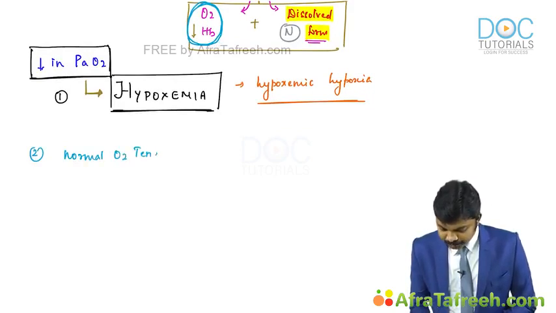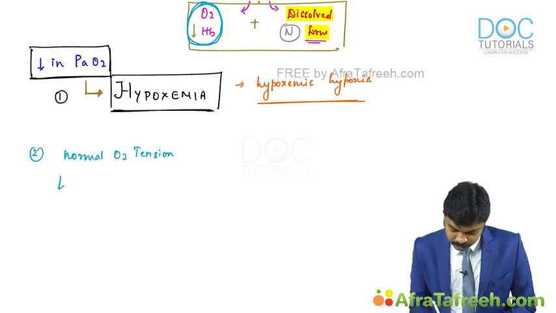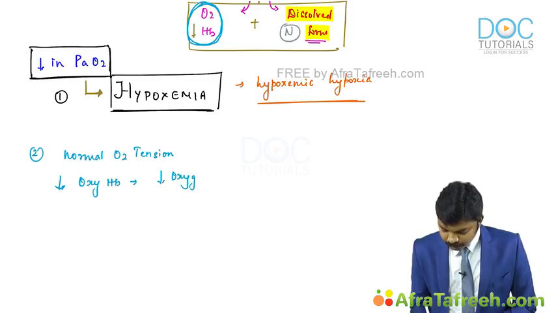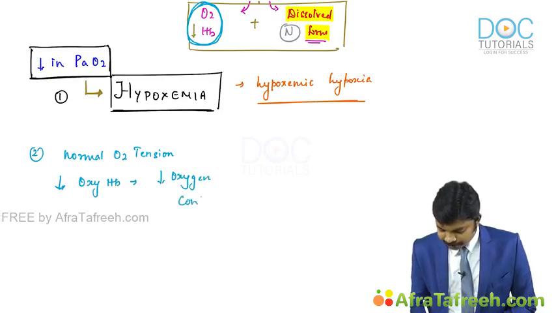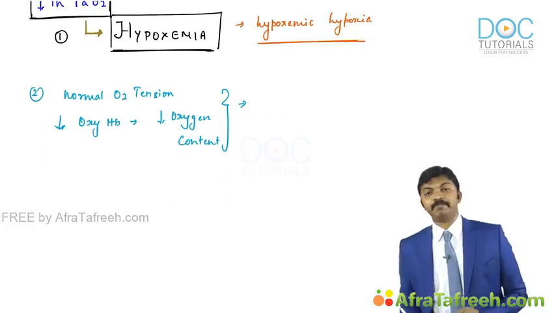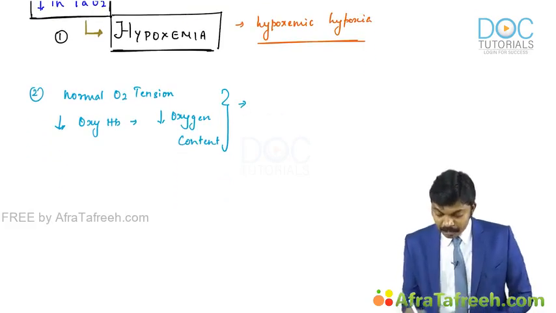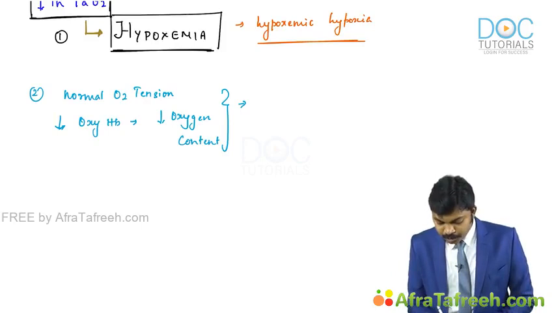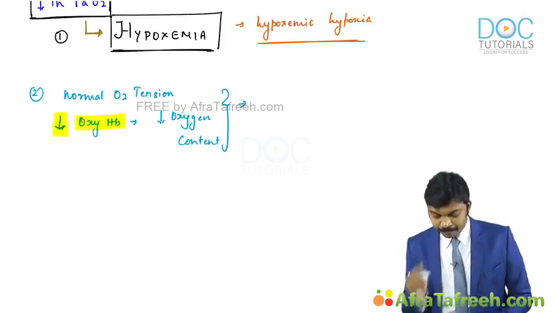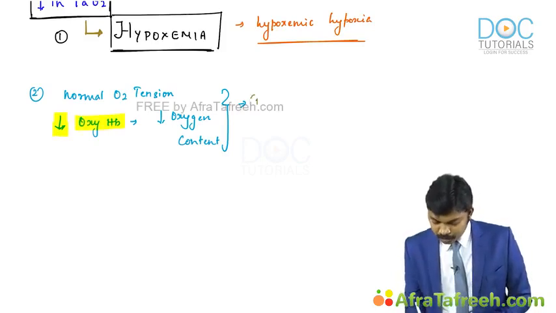So the second condition, where you have a normal oxygen tension, reduced oxyhemoglobin, this leads to reduction in oxygen content. When can we have such a kind of presentation? The ultimate mechanism, doctors, is clear here, it is due to reduction in oxyhemoglobin. So the reasons are, number one, anemia.